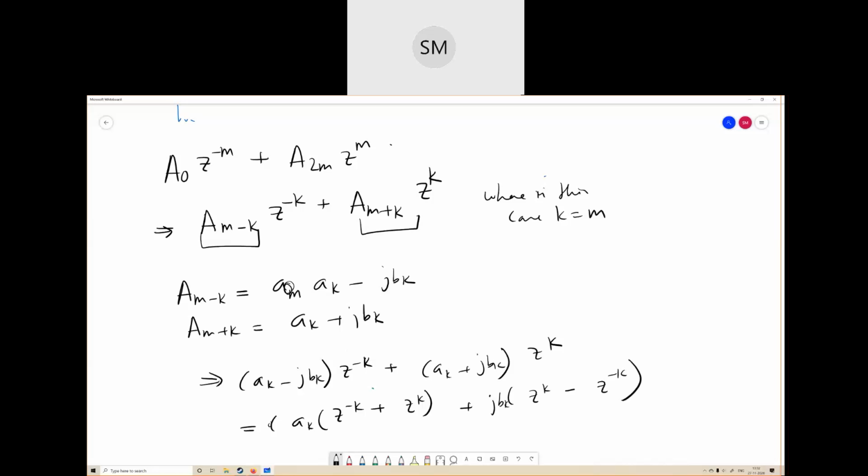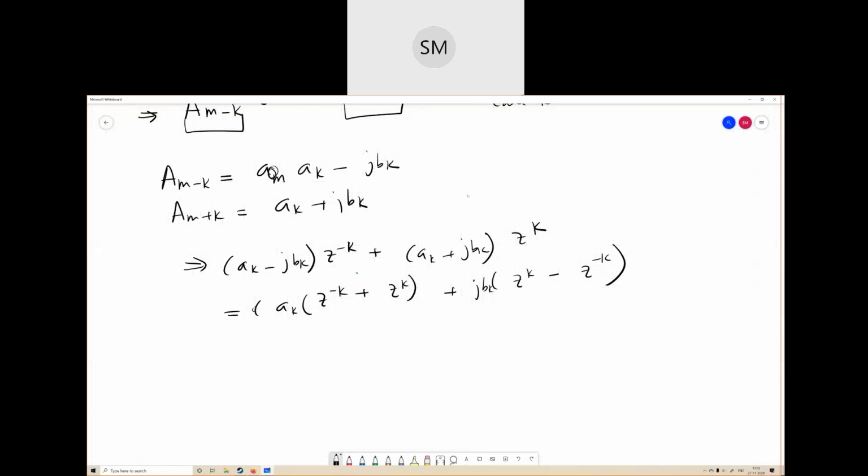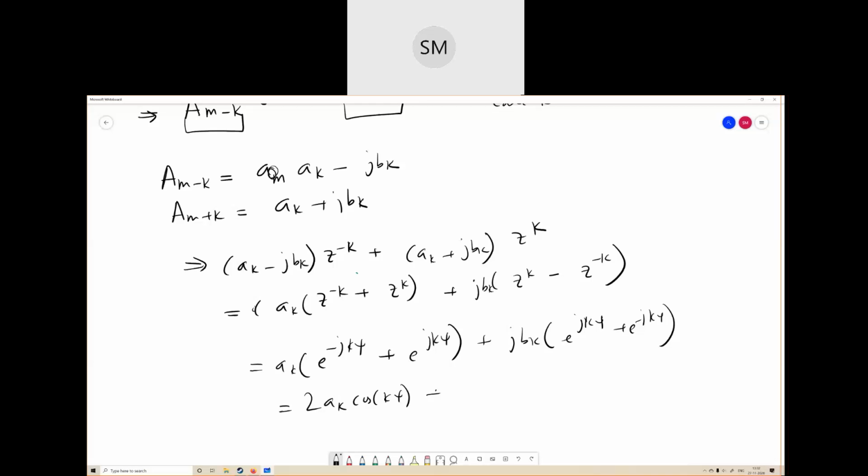We can write this. Now what is z? Z equal to e to the power of j psi. So that is a k e to the power of minus j k psi plus e to the power of j k psi, plus j b k e to the power of j k psi minus e to the power of minus j k psi. So that is 2 a k cos k psi plus 2 b k sin k psi.